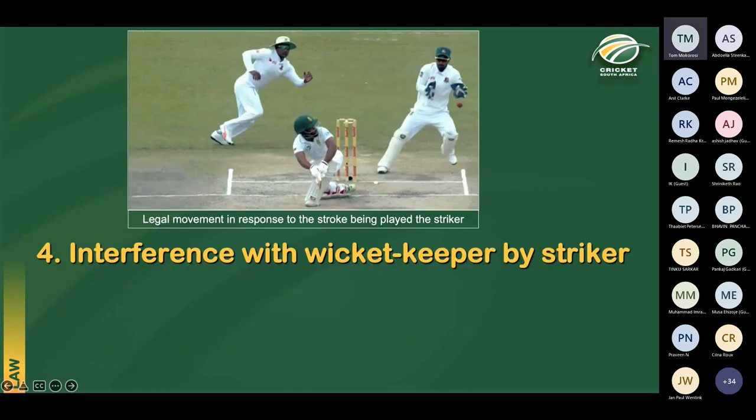So here's the picture of Themba Bavuma being caught down the leg side by the Bangladeshi wicketkeeper. The bowler was a spin bowler who bowled, I think, right arm over the wicket, and Themba Bavuma shaped to play a paddle. Noticing the position of the batter, the wicketkeeper moved from his normal position behind the stumps a meter or two down leg stump, and was able to effect a great catch due to his anticipation made by watching the shot that Themba Bavuma was about to play. So that is perfectly legal as per the law we've just read.